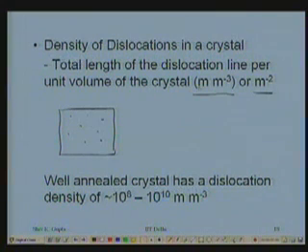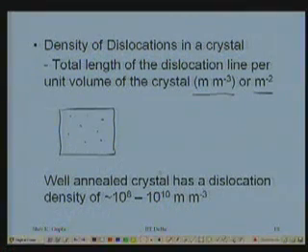The way it is measured, there is a small difference between this and this. Statistically a factor of 2, but that factor of 2 we shall ignore when we talk in order of magnitude, 10 to the power 12 per square meter or 10 to the power 11 meter per cubic meter kind of dislocation length. We can ignore that factor of 2. Now well annealed crystals have a dislocation density in the range of 10 to the power 8 to 10 to the power 10 meter per cubic meter.